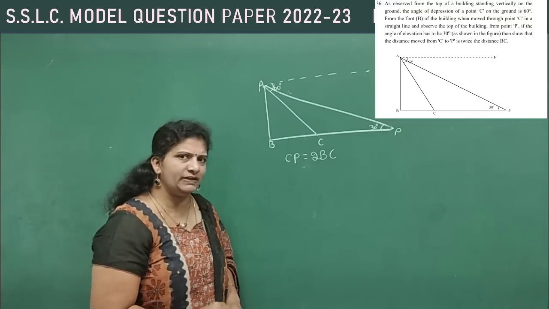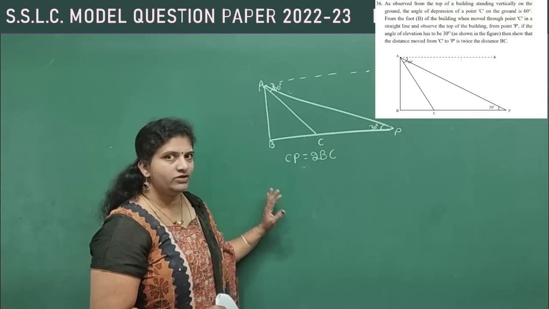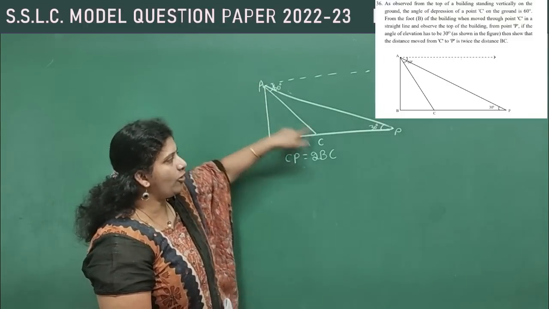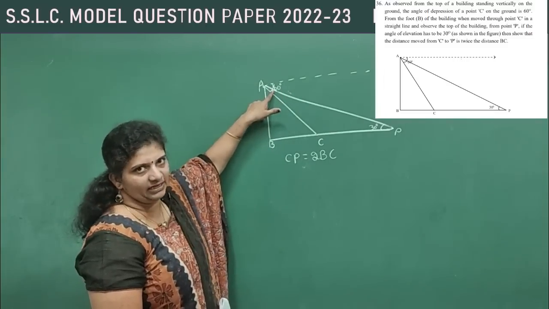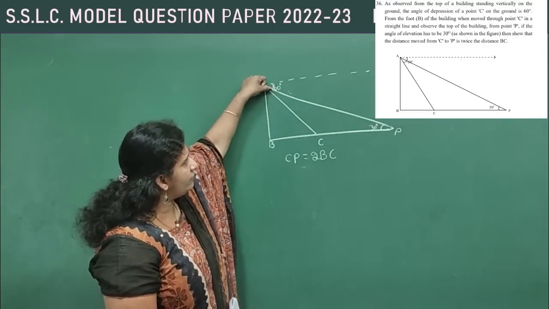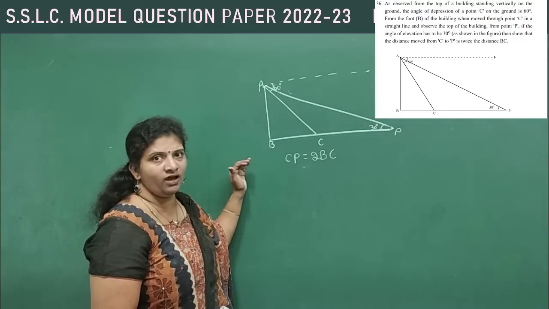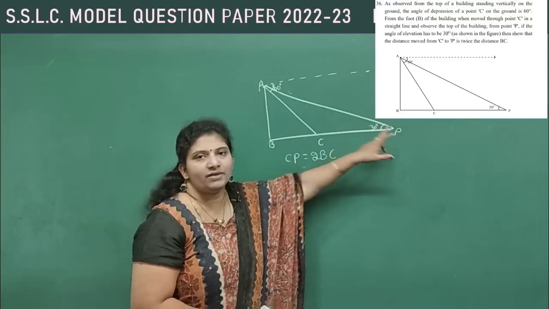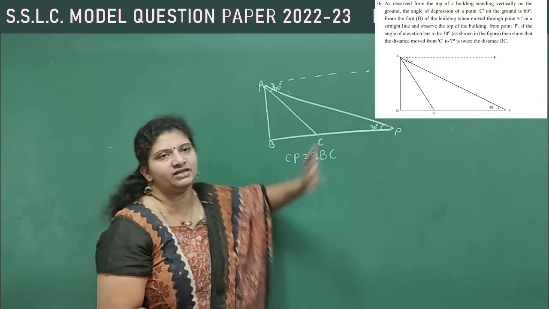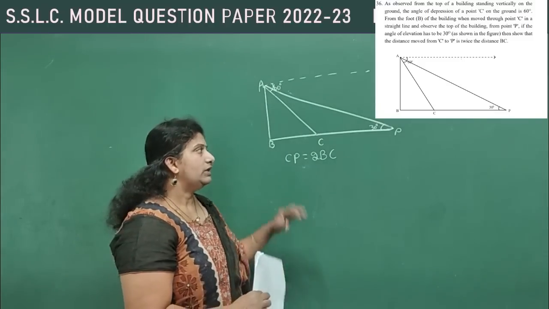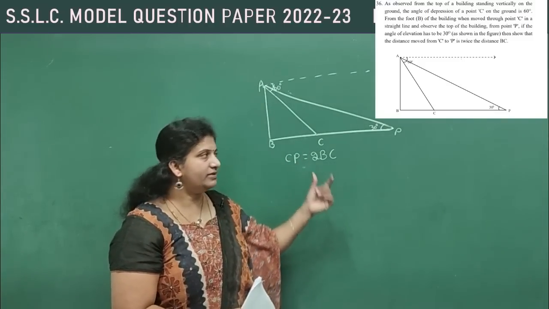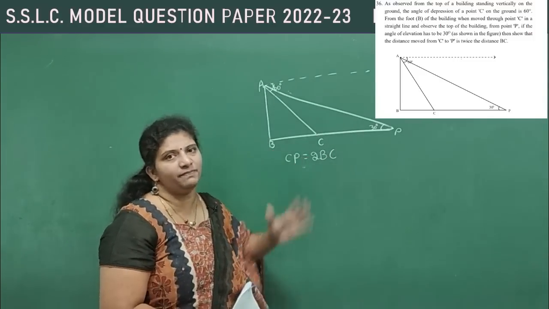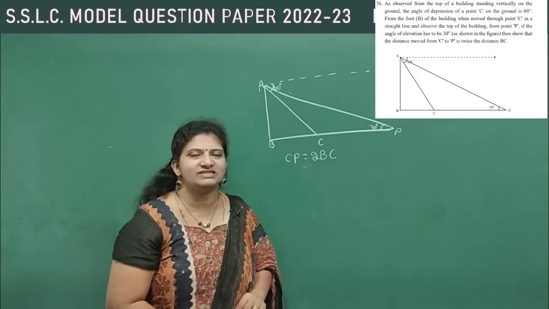The problem is very simple, but you have to understand it carefully. So let's see once again. AB is a building. From the top of the building to a point C on the ground, the angle of depression is 60 degree, so you need a horizontal line. Now from the foot of the building through point C, moving in a straight line to point P, the angle of elevation to the top of the building is 30 degree. They asked us to prove that the distance CP is twice the distance BC. Prove CP is equal to 2BC is your question.